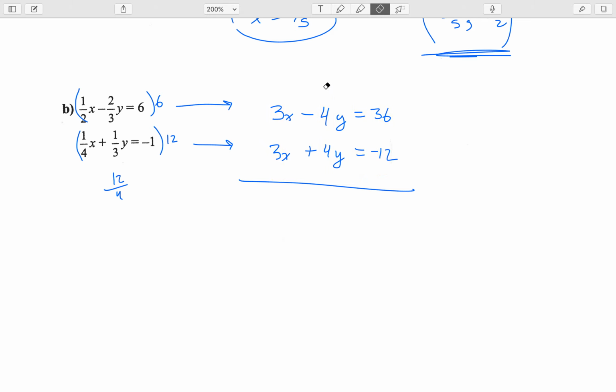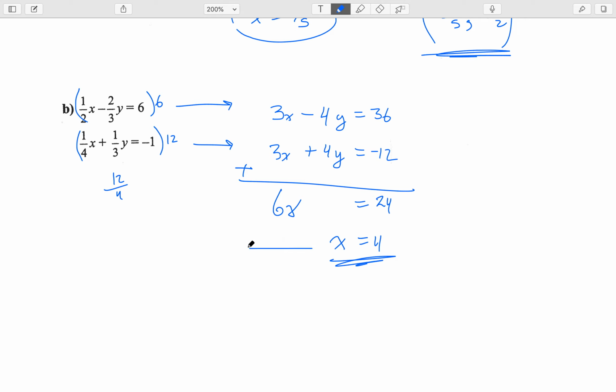Okay, so now what? Do I add these two together or do I subtract them? Well, it depends. Do you want to cancel out the x's or the y's? I could subtract and cancel out the x's, but notice, negative 4y plus 4y. This will work. Adding's way easier. 3x, 3x, 6x, 0. And 36 minus 12 is 24 divided by 6. X is equal to 4. Ta-da! That was pretty easy.